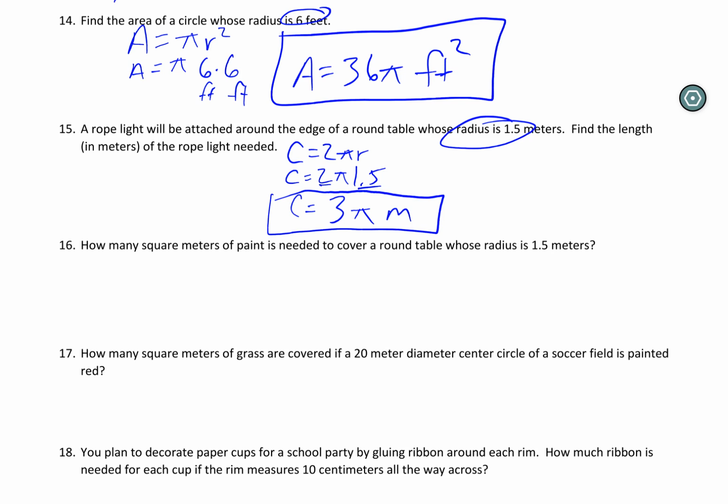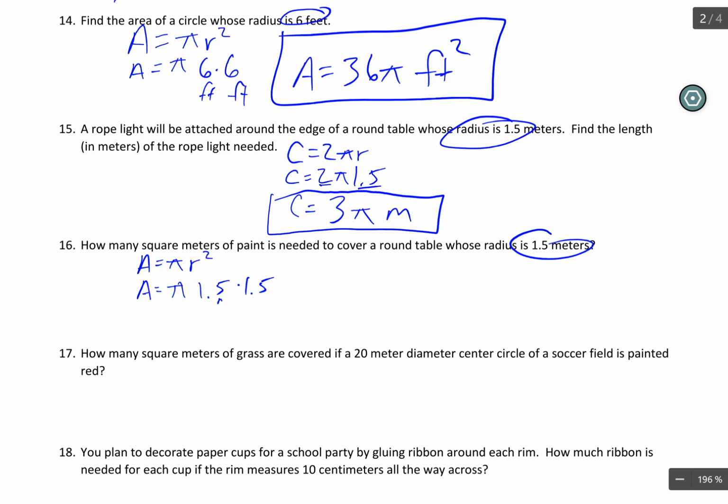All right, so question number 16. How many square meters of paint is needed to cover a round table whose radius is 1.5 meters? Well, I know I'm covering that table. Also, I see square meters. So both of those are going to tell me that I'm dealing with area. So I have area of a circle, area equals pi times radius squared. Fill in what I know or substitute what I know. So area I don't know, but I do know my radius.